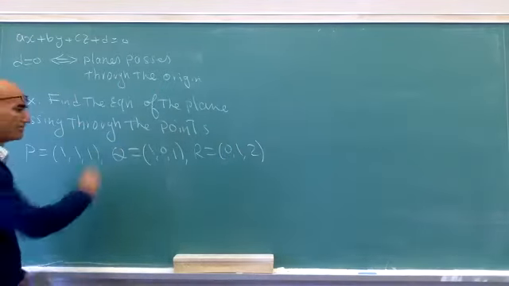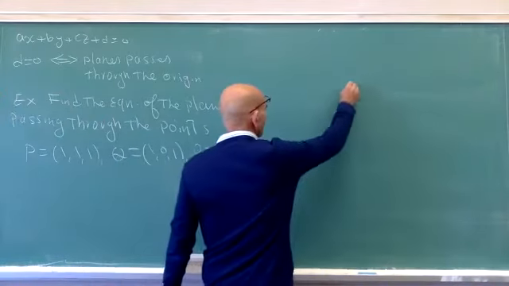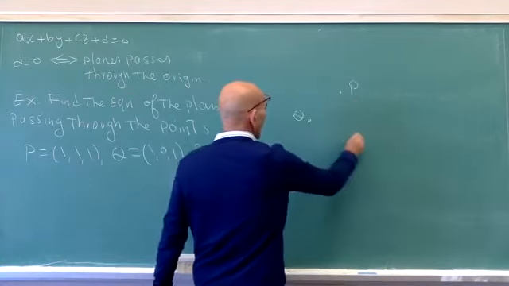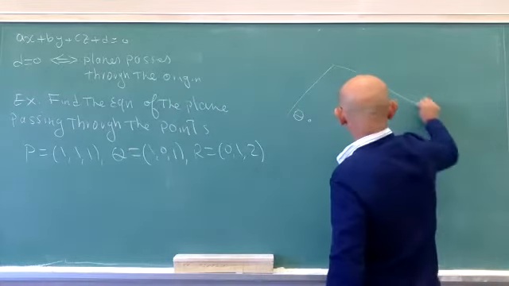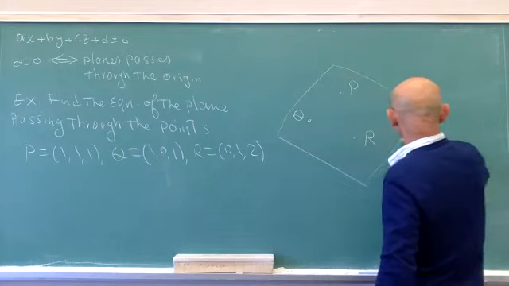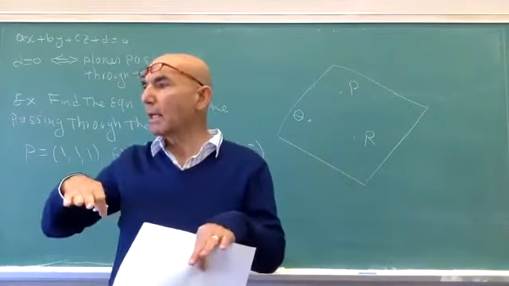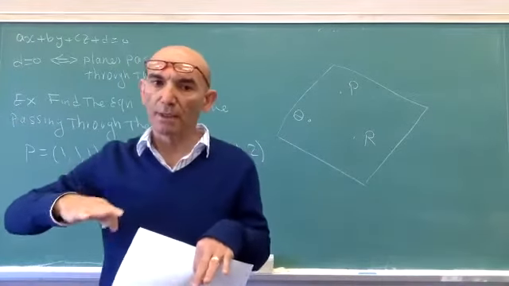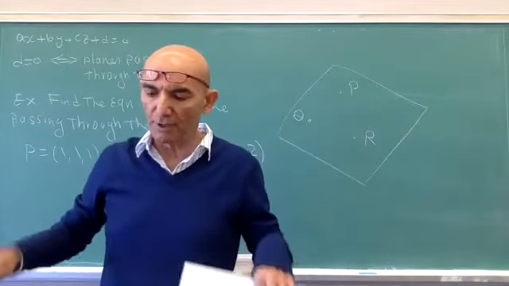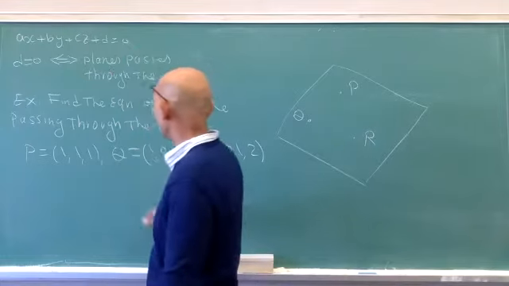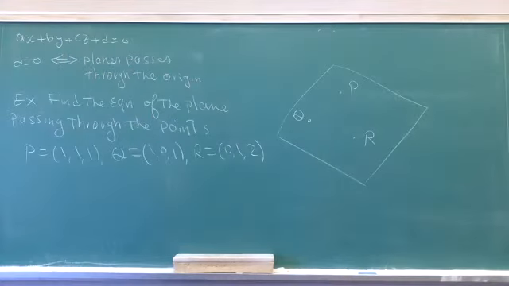So we have these 3 points, and we want to find the equation of the plane that passes through these 3 points. We know that if 3 points are not collinear, if 3 points are not on the same line, then they define a unique plane, right? And here I have made sure that they are not collinear. You should believe me.